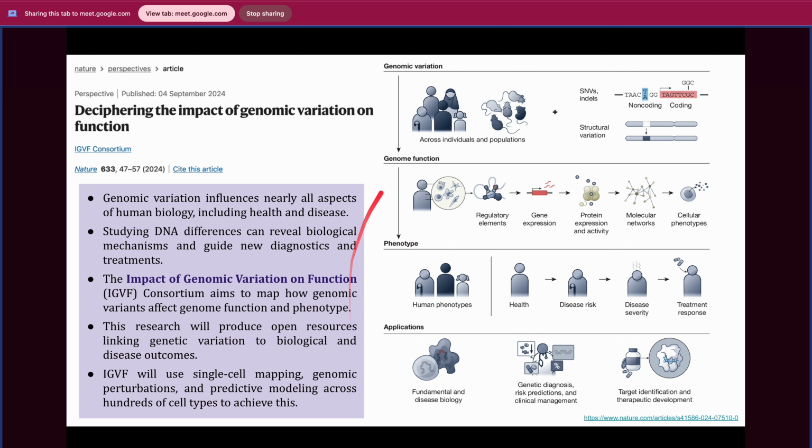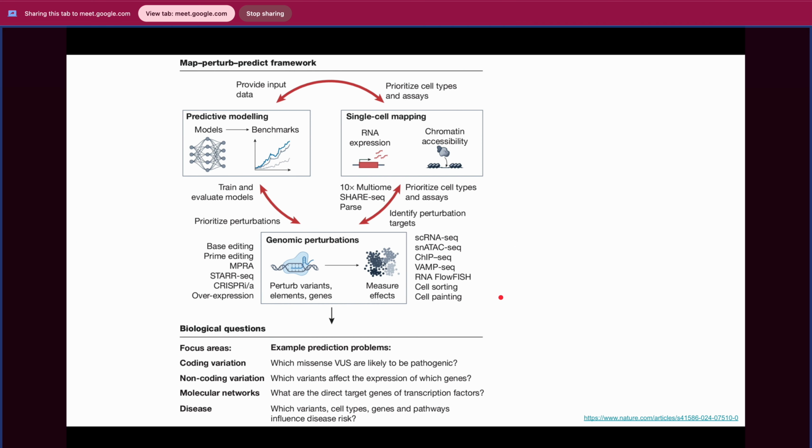So this was about the entire aim of their perspective article. Then later on, they have mentioned the flow chart of their framework. They have designed the map, perturb, predict framework, in which they have taken the data from single cell mapping, which will be taken for each and every cell, which is RNA expression data and chromatin accessibility data. After taking this data, they will be able to prioritize the cell types and assays. So what does prioritize cell types mean?